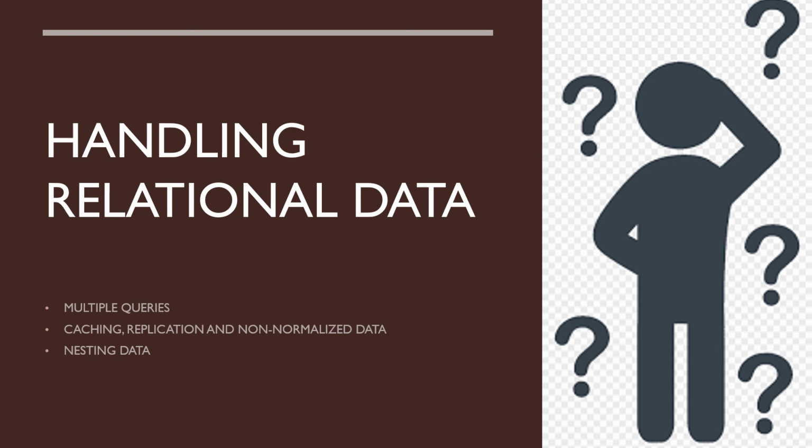For nesting data, with a document database like MongoDB, it's common to put more data in a smaller number of collections. And this is the way to handle relational data in NoSQL.